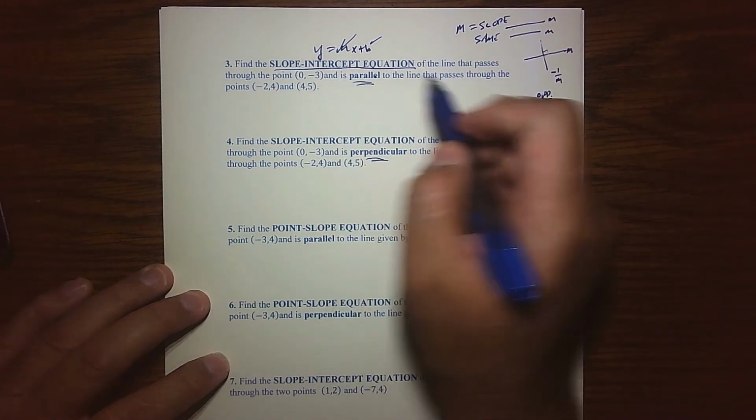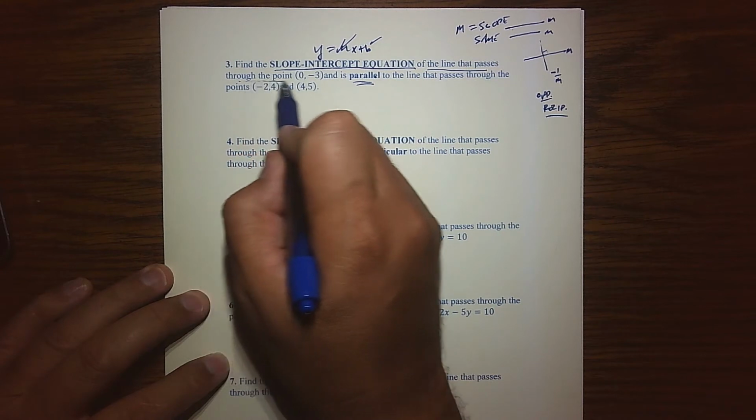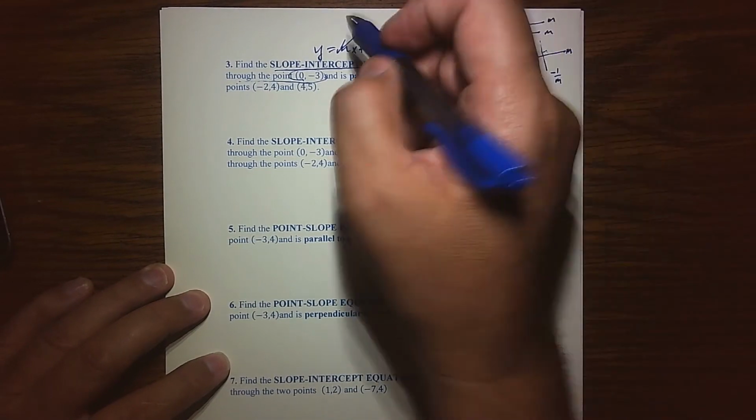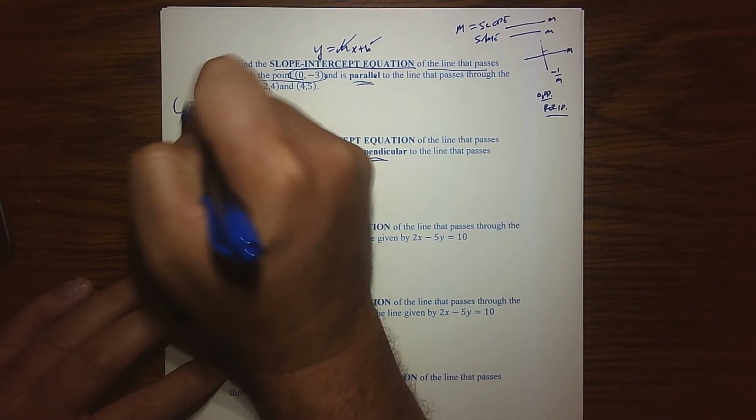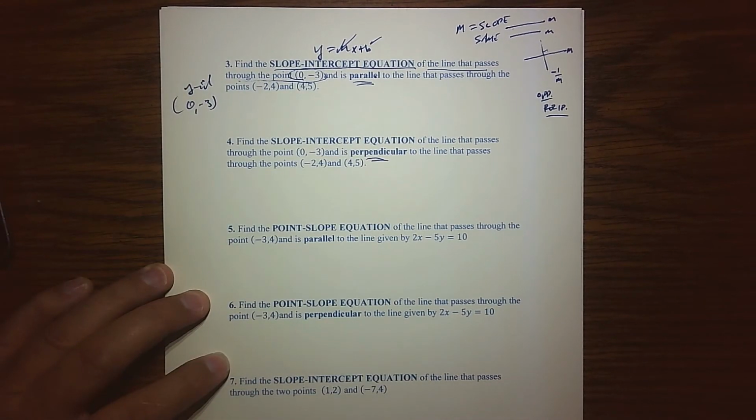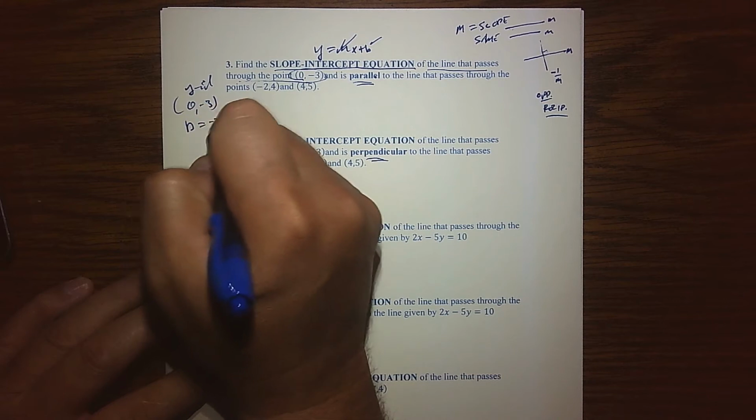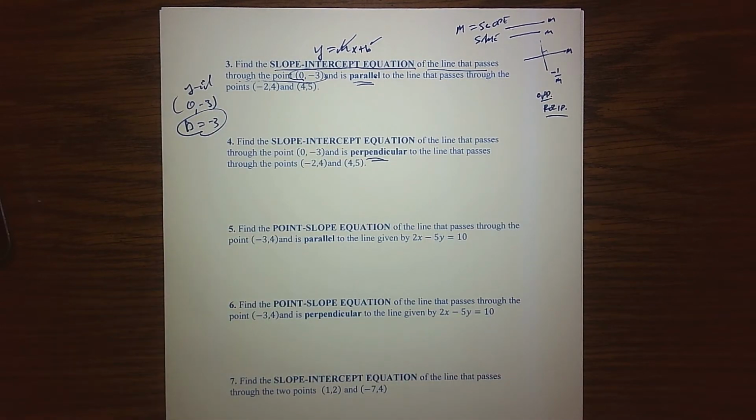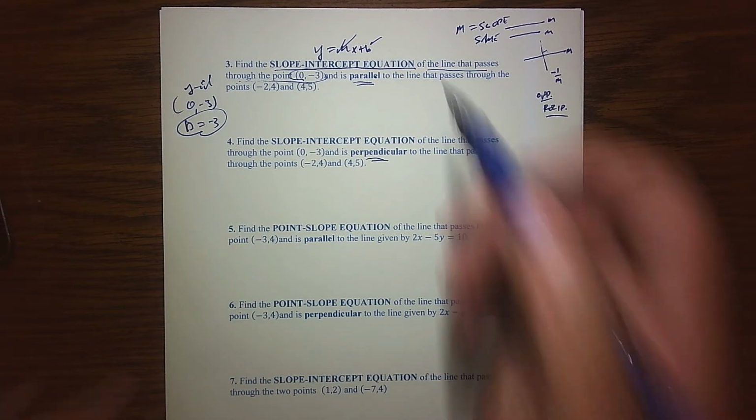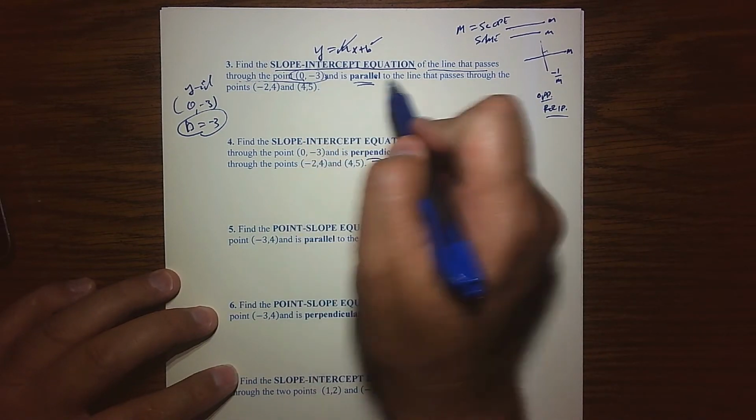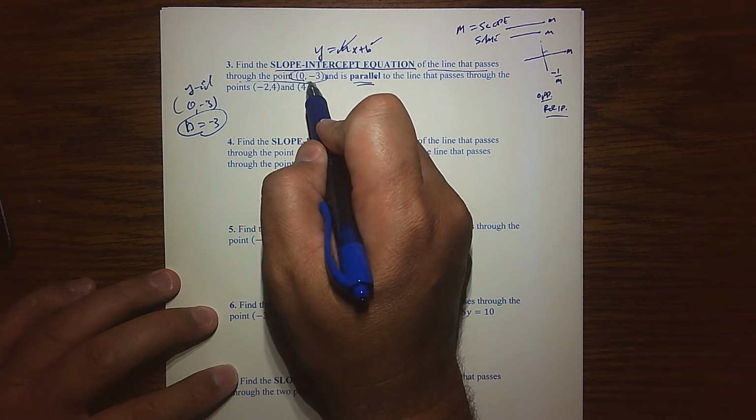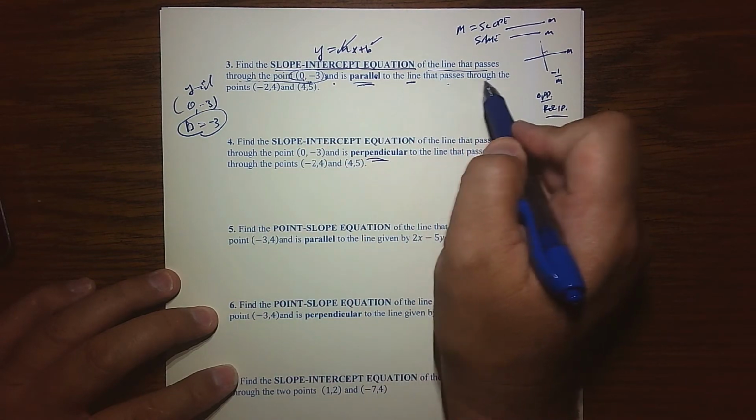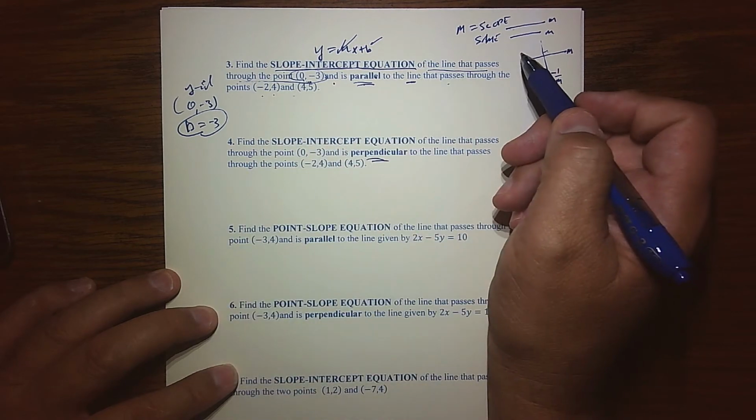I want the slope-intercept equation of the line that passes through the point (0, -3). Well, that's pretty cool, right? So (0, -3), that's a y-intercept. So we already know that b is -3. So we're halfway there, right? We just need the slope. So let's keep reading. Not only does this line pass through the point (0, -3), but it is parallel to the line that passes through the points (-2, 4) and (4, 5).